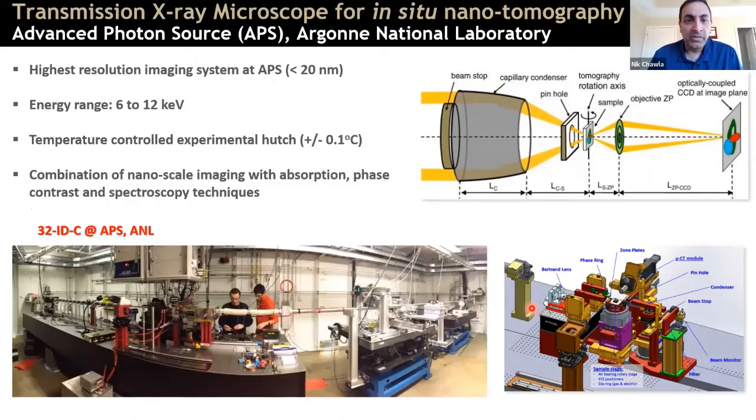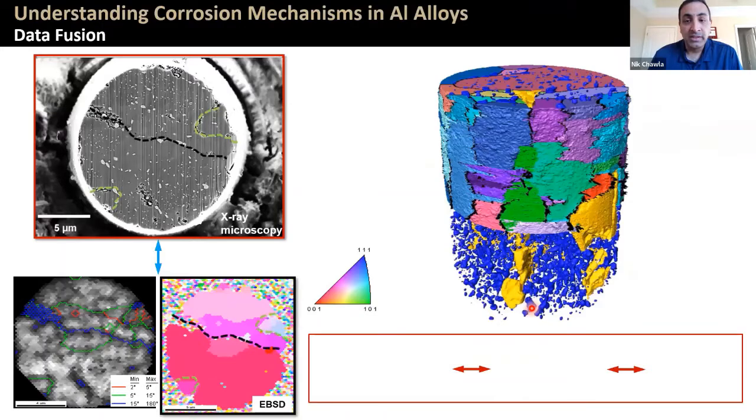I'll just show you one more thing here. This is with the transmission X-ray microscopy, also at the APS. Here we can get down to 20 nanometer resolution. And I want to show you an example of a multimodal correlative approach here. So we were able to do tomography in a corrosive environment. So you can see stress corrosion cracking here.